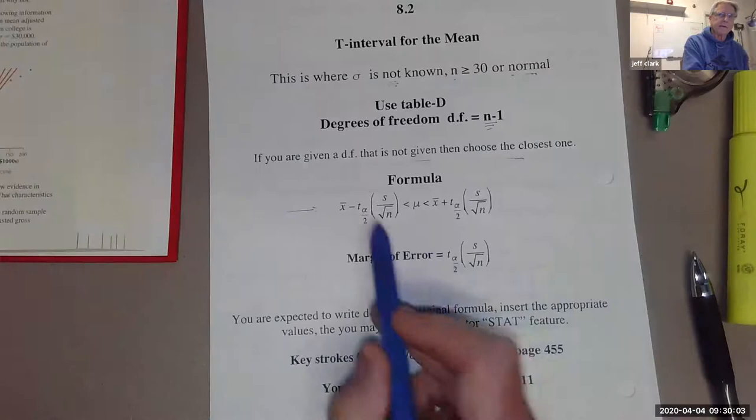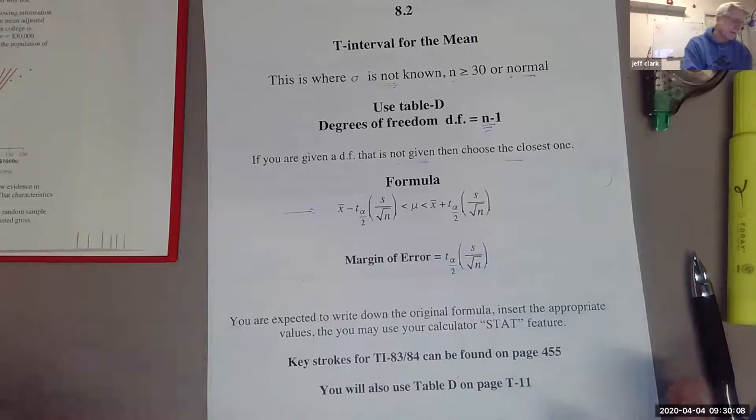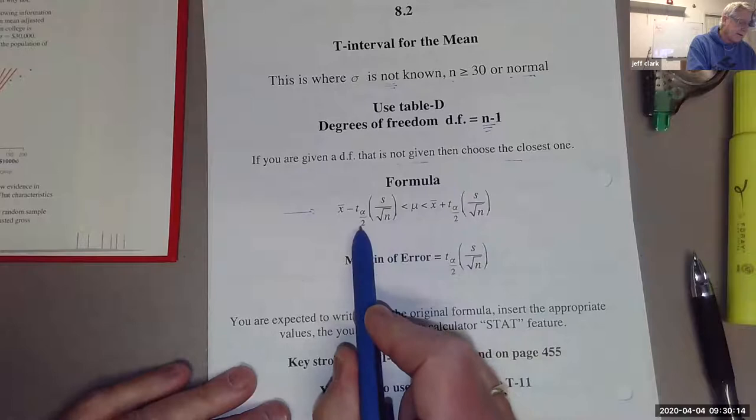And like the other chapter, section 8.1, all of this is called the margin of error. This part here is called standard error. That's all margin of error.